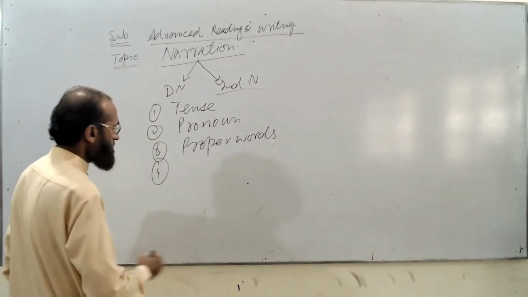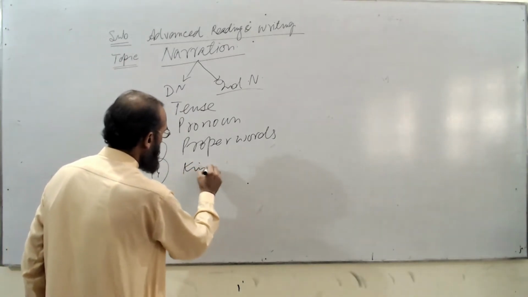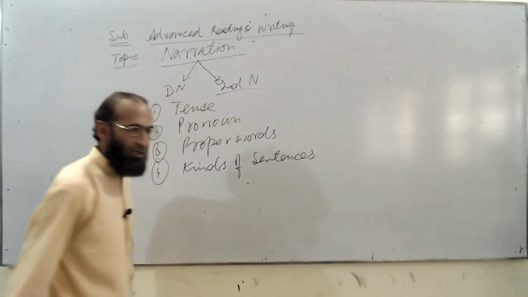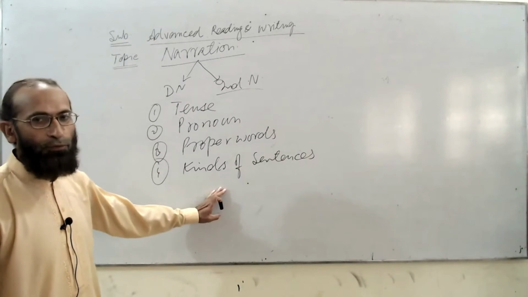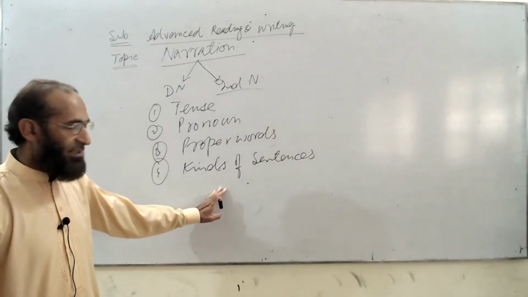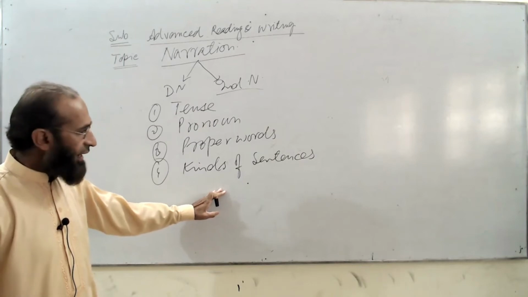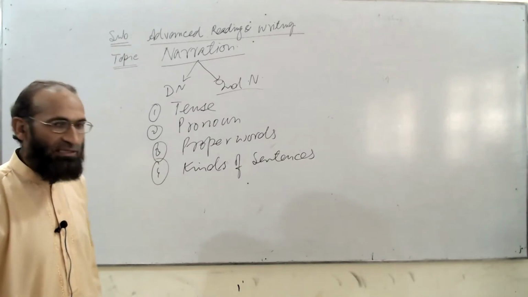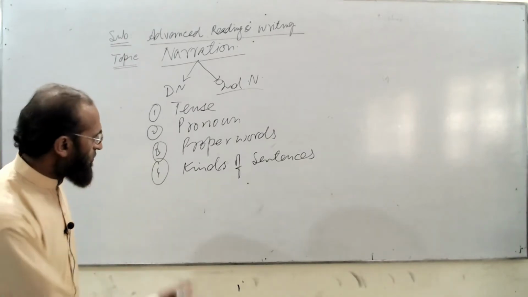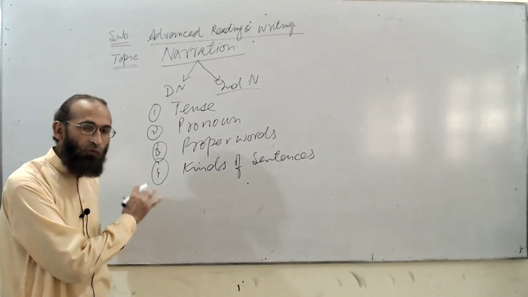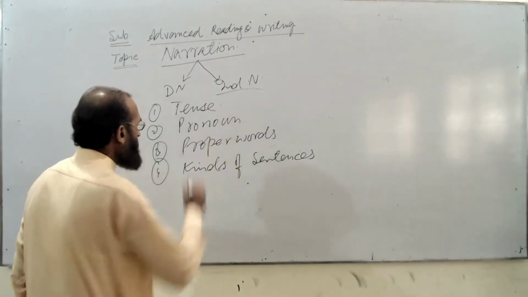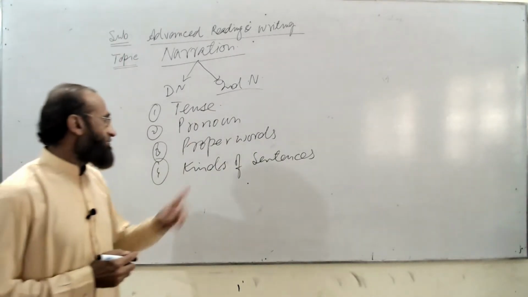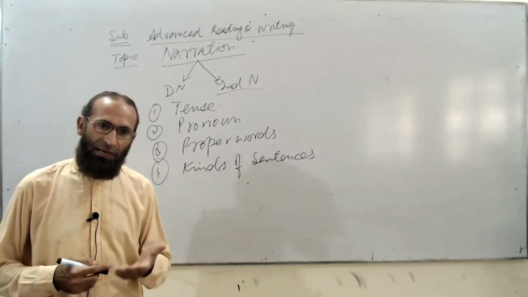Next, kinds of sentences. This is rather difficult. First of all, you will have to learn what kinds of sentences there are in English grammar, and after that, the correct method to change them into indirect narration. As far as tense is concerned, you know that there are three tenses: first past, second present, and future.